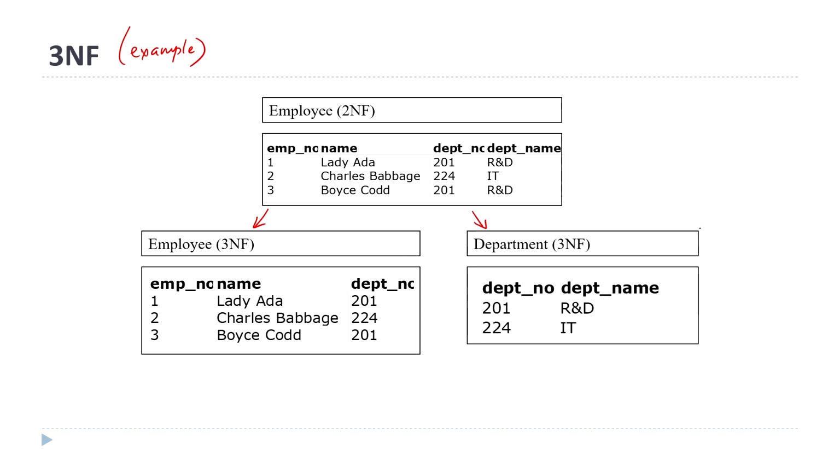This is the subset table that is created, and this is the existing table moved into 3NF. So, the employee table got reduced. The department name got removed, but the department table, the new 3NF subset table that is created, has department number with the department name as part of it.